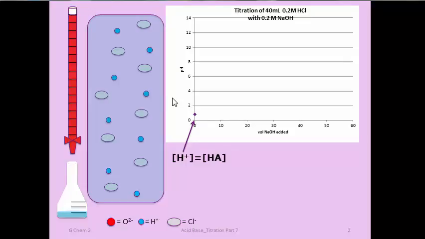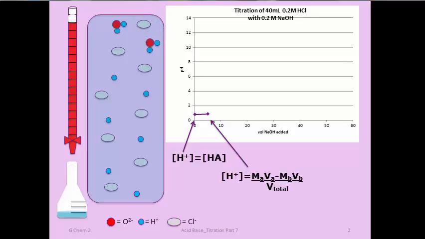Now when I start adding base, you can see the base coming in here. It's going to interact with the protons. It leaves behind a counter ion, which is a chloride ion in this case, which is neutral. And so any strong acid will leave behind a neutral conjugate base. So as you start to titrate, you add more base and it gets rid of one of the protons.